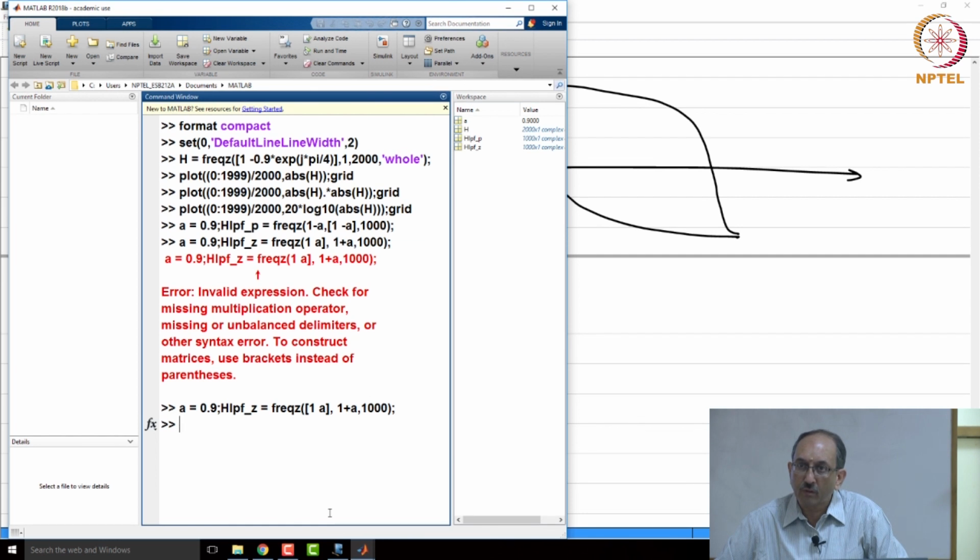And now let me plot both. So I will plot 0 to 1000 points, and now I will divide by 2000 because I am evaluating this from 0 to pi. If I normalize it by 2 pi, the frequency axis will go to 0.5. And then let me plot 20 log 10 absolute value. These are complex numbers, therefore, this is the LPF using pole and the LPF using zero.